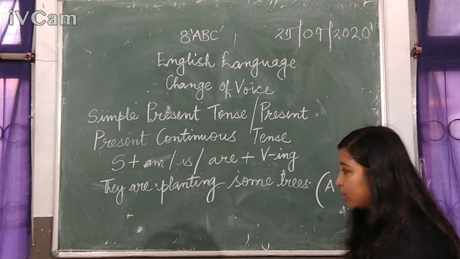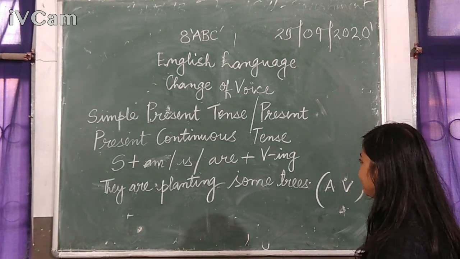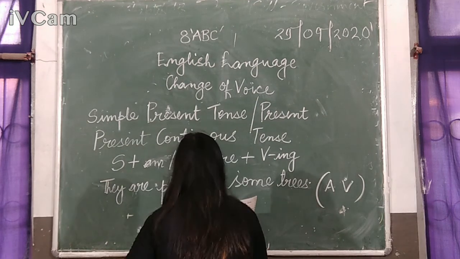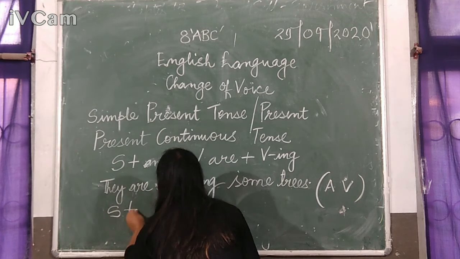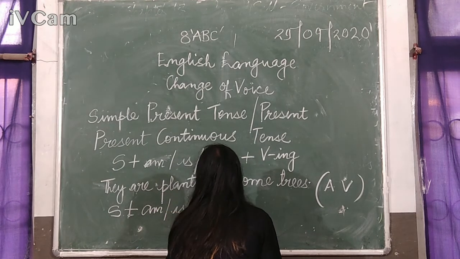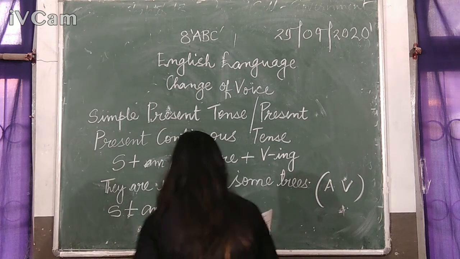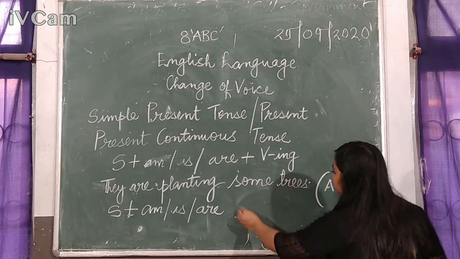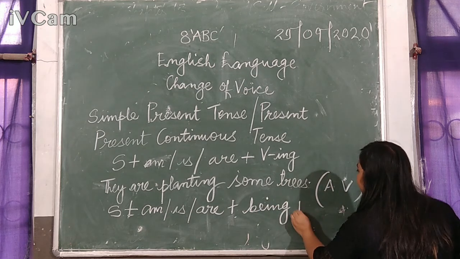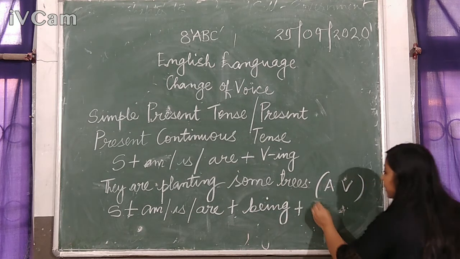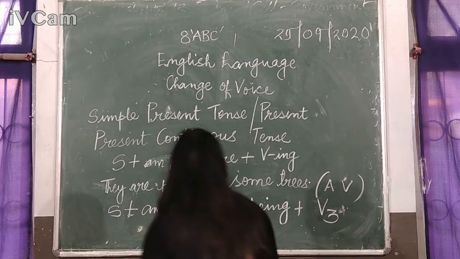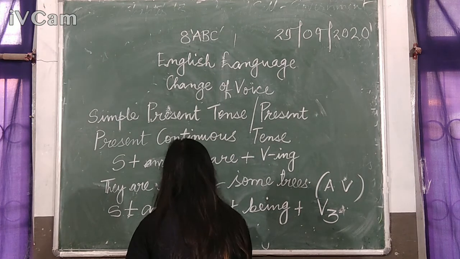Now if we have to change this one, present continuous tense, into the passive voice, then the structure goes like this. Subject plus am, is, are plus being. You'll have to add being over here while changing it into the passive voice. Being, then the V3 form of the verb, the past participle form of the verb, like some trees are planted, or some trees are planted by them.